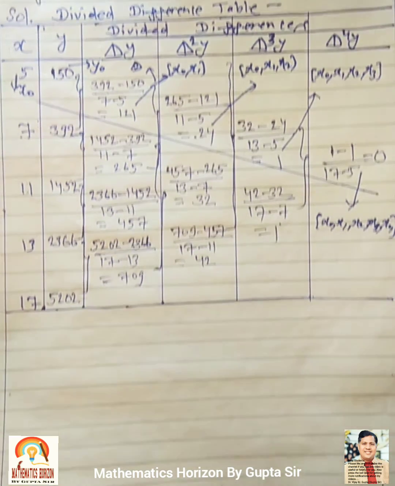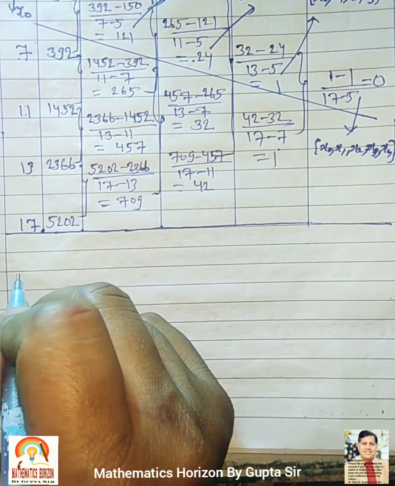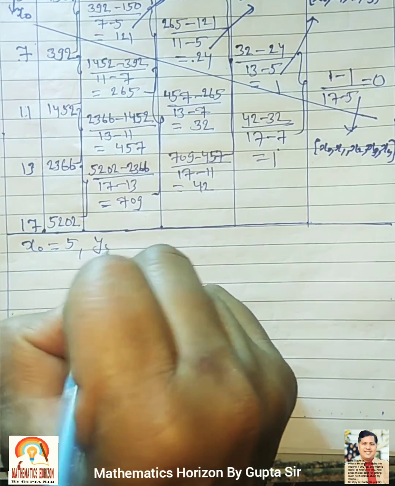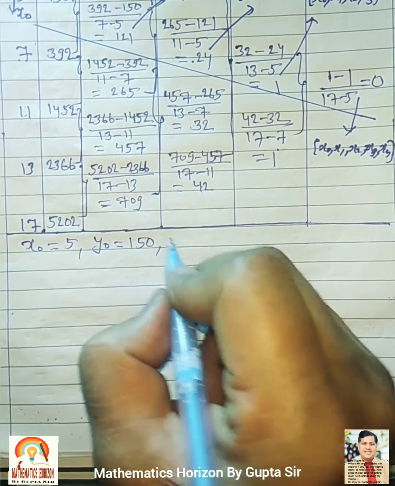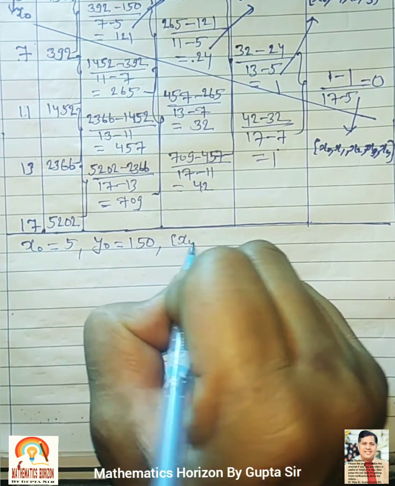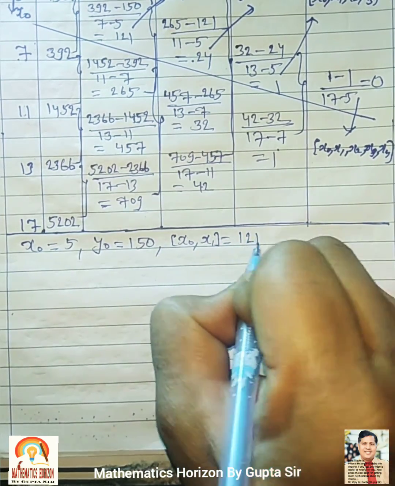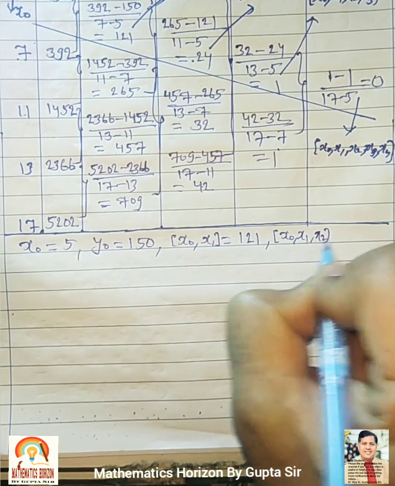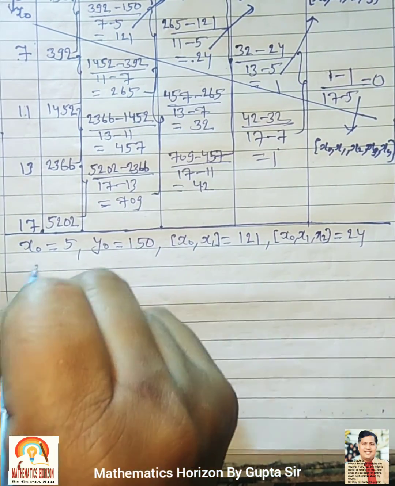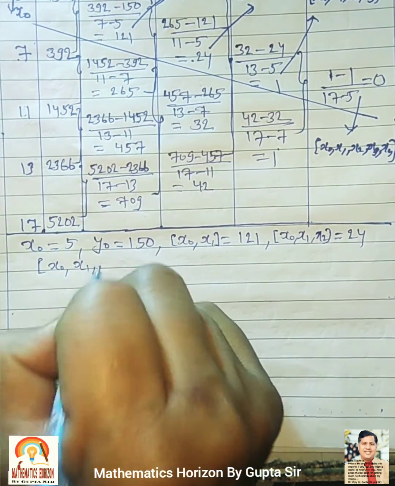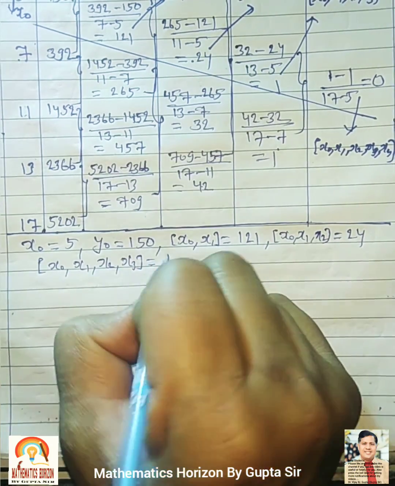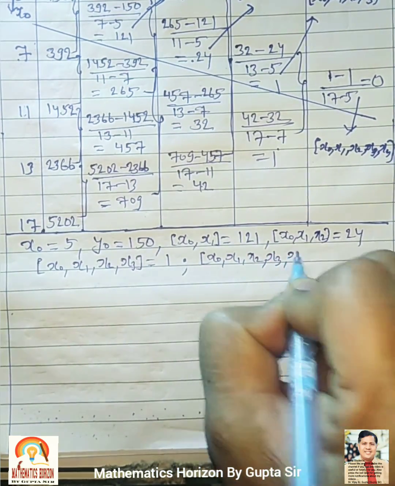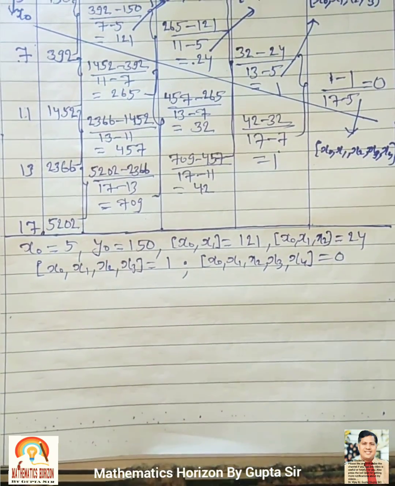Now by the Newton divided differences formula, we know that, what we have here, we have x0 equal to 5, y0 equal to 150, then x0, x1 is equal to 121, x0, x1, x2 is equal to 24, x0, x1, x2, x3 is equal to 1 and x0, x1, x2, x3, x4 is equal to 0.